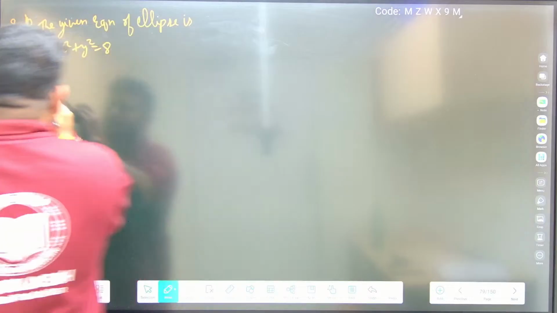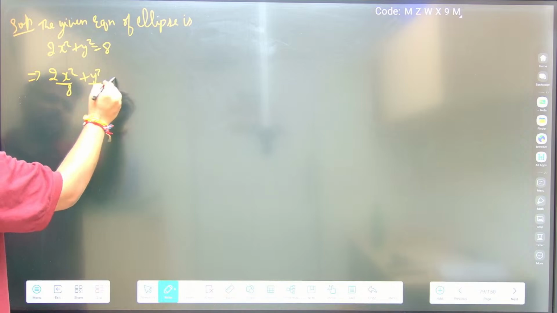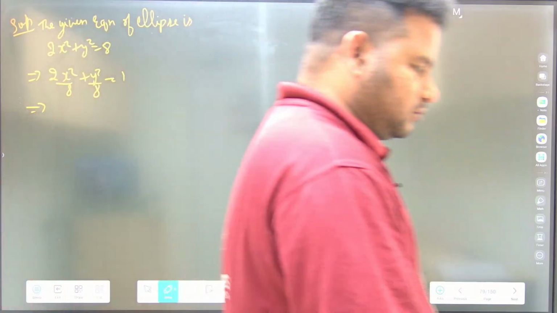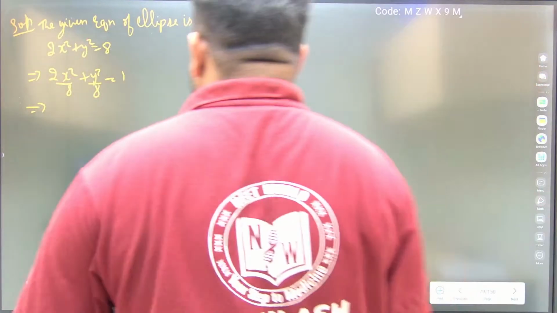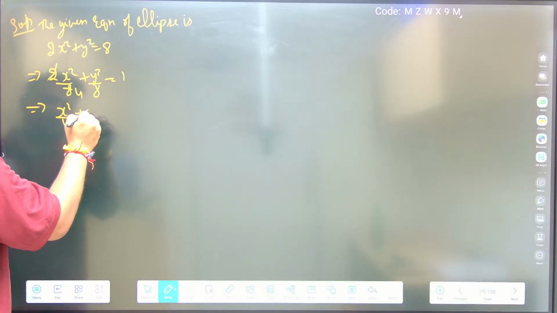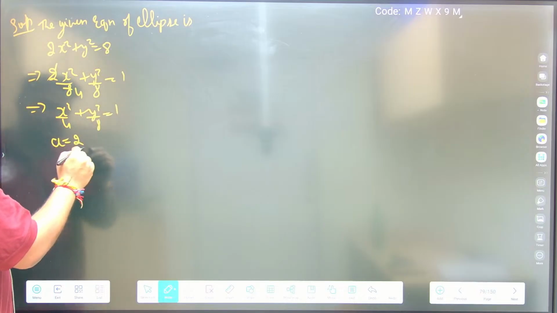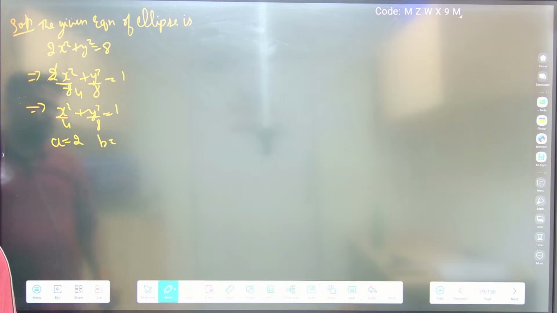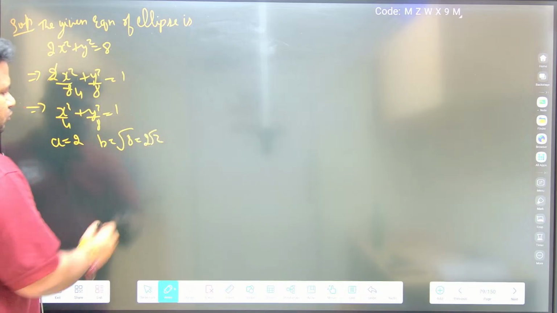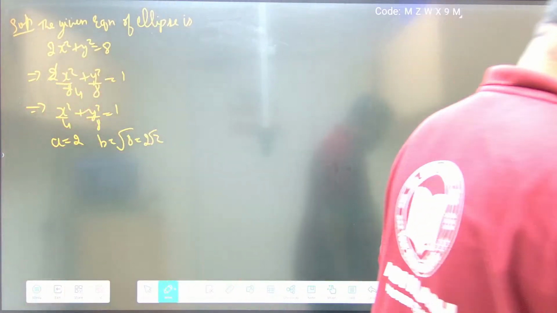Now this can be written as 2x square by 8 plus y square by 8 is equal to 1, or I can cancel the 2 and get x square by 4 plus y square by 8 is equal to 1. Here a is equal to 2 and b is equal to square root of 8, that is square root of 4 into 2, that is 2 root 2. This is what I will get. Clear?